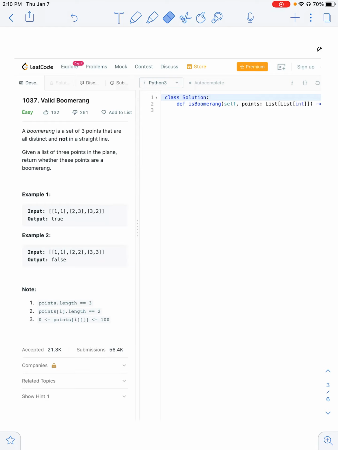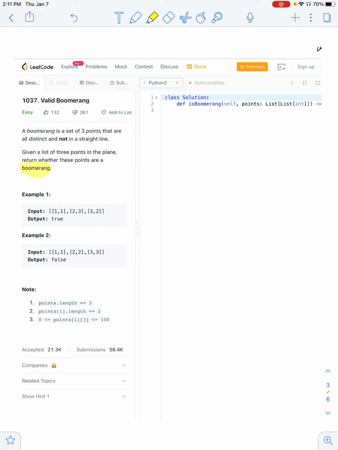geometry. So the problem statement states that we are given a list of 3 points in a plane, a plane being a two-dimensional space, so we're going to be looking at a system of 3 two-dimensional points, and we need to return whether these points are a boomerang. So what is a boomerang?